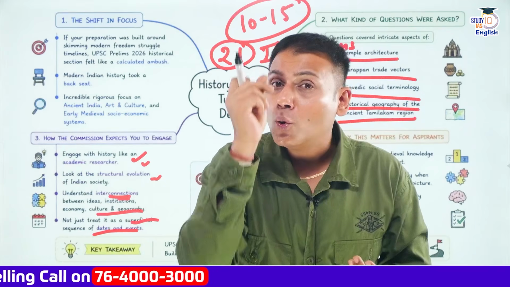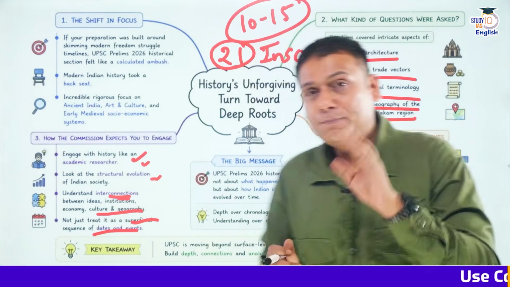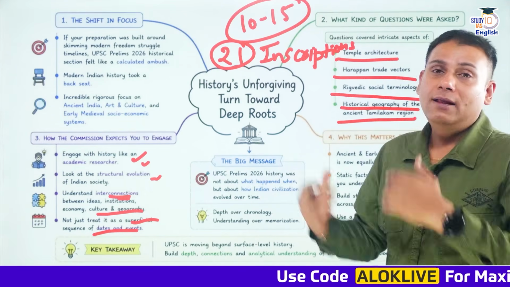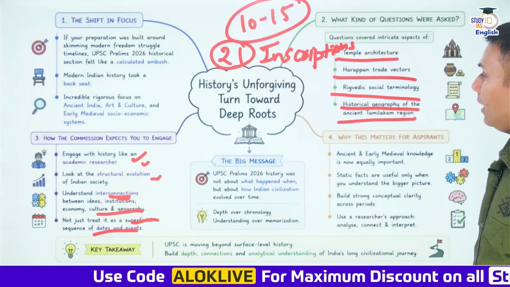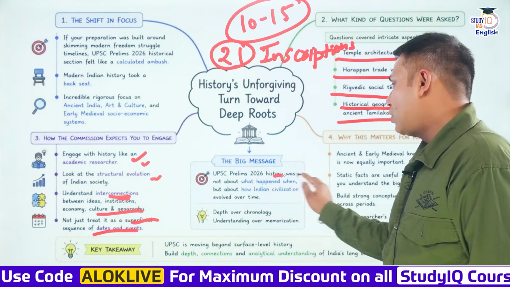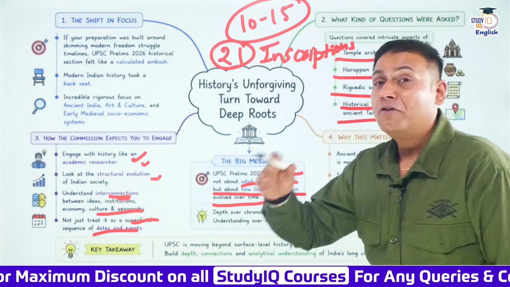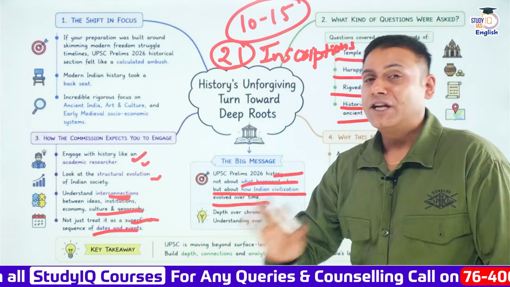Even if you do not know the answer, you can correlate. Apart from this, you can derive the answer with the help of the elimination technique, which we'll understand in the later part of the video. Finally, the biggest message is that history is not only about what happened when, but also how Indian civilization evolved over time. This is the key message from the history section.